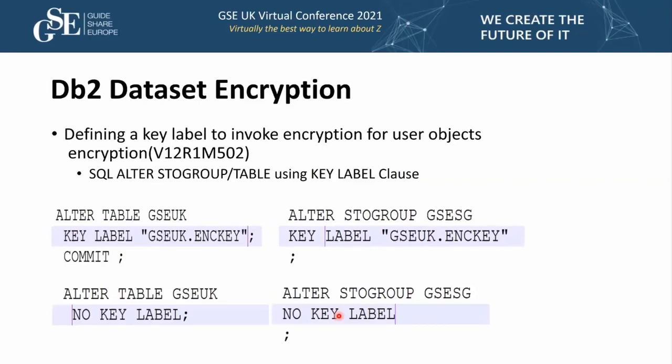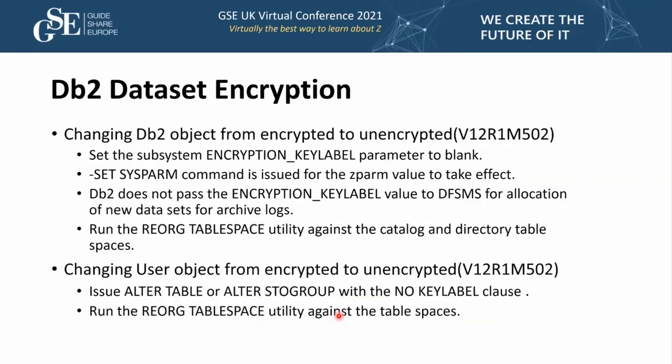The key label that is specified in the alter storage group statement is provided to DFSMS when allocating new datasets for the table spaces. To change a Db2 dataset from encrypted to unencrypted, you need to set the subsystem encryption key label parameter to blank, and then set the SETSYS command for the ZPARM value to take effect. Db2 doesn't pass the encryption key label value to DFSMS for allocation of new datasets for archive logs. You can run the REORG TABLESPACE utility against the catalog and directory tablespaces.